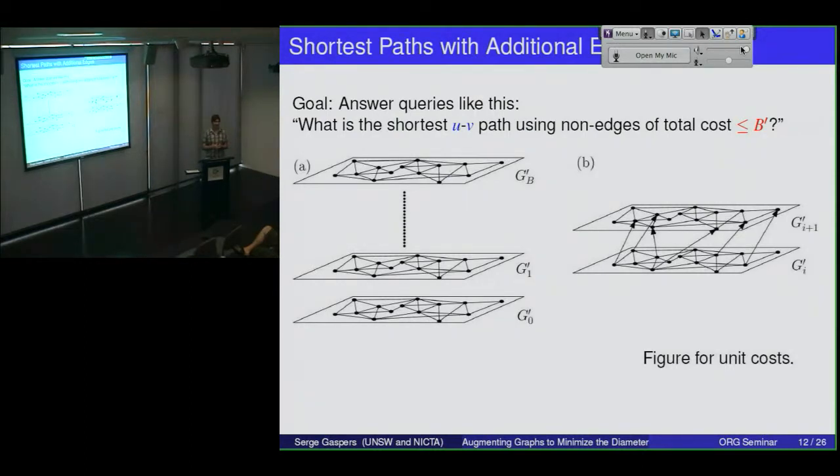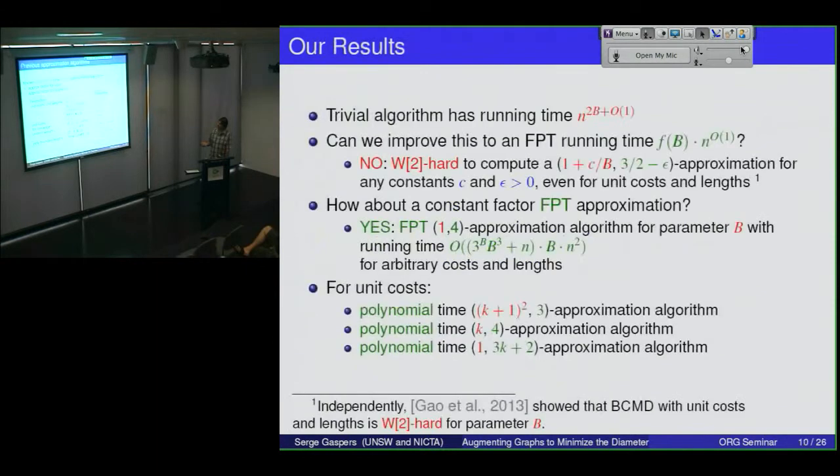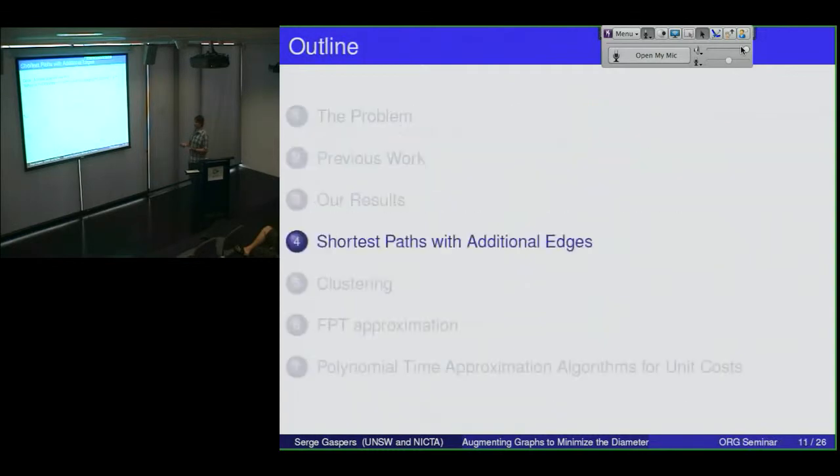And what is known about this subproblem? I think we are the first ones to study this one. Well, it has been studied for unit costs, of course. These guys actually have a big approximation factor for the cost, so they don't do this. I think we're the first ones to do this.